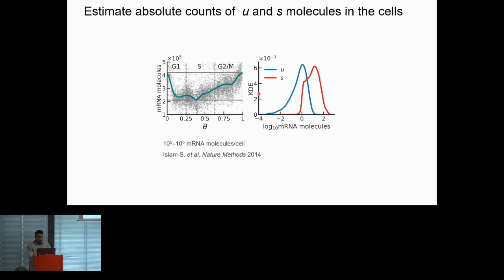And on the right, I'm showing the distribution of U and S. So I take a gene and then I calculate the average across all the cells, and I'm showing the distribution of that. So here you see that the spliced counts are about 100 times more abundant than the unspliced.